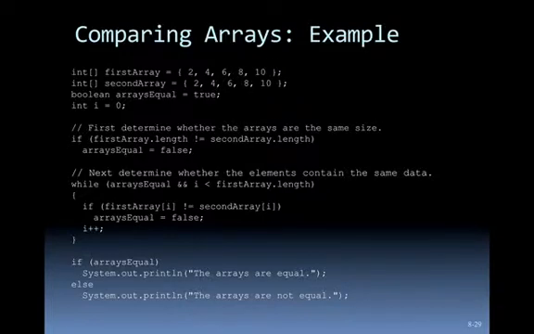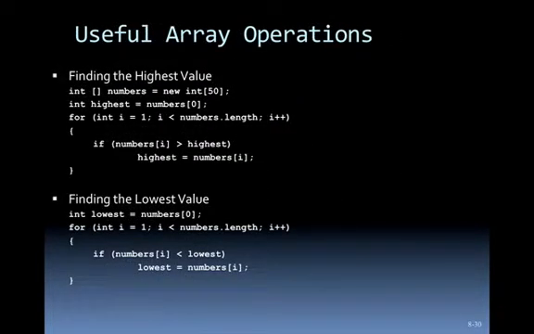Let's take a look at some useful array operations. Sometimes we have a list and we might want to find the largest number in a list of numbers. And we've got some code to do that. Basically, I'm going to walk you through what this code does. First, it says, assume we have a list of 50 numbers. We're always going to assume that the first number is the highest number. I realize that it may not be, but we've got to start somewhere.